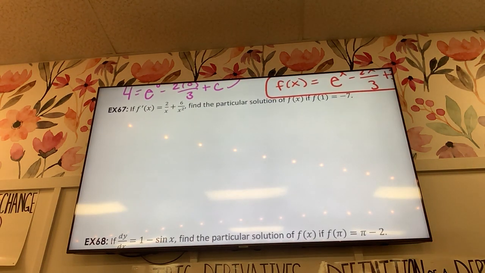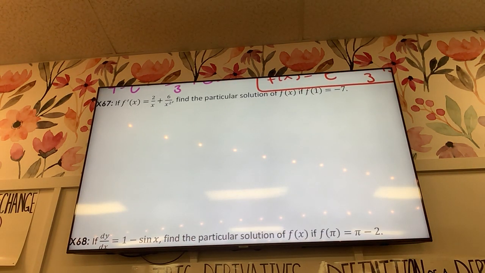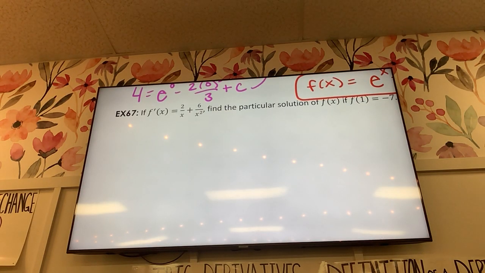Alrighty, let's try this next one. So once again, find the particular solution means that I need to find the C value. And I'm going to integrate.